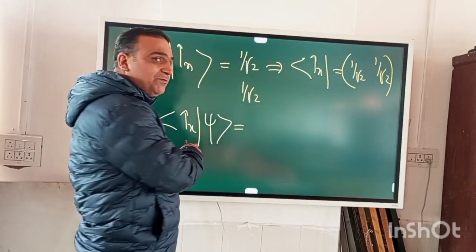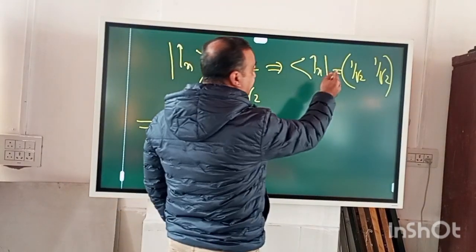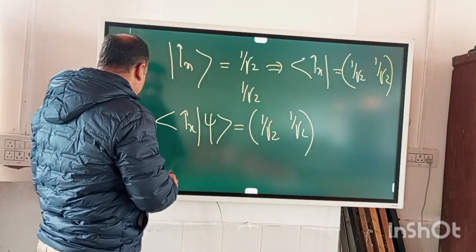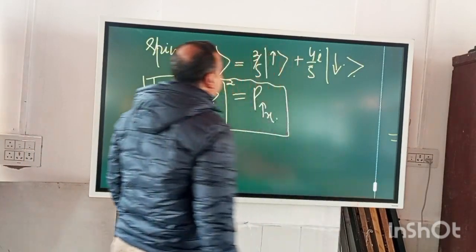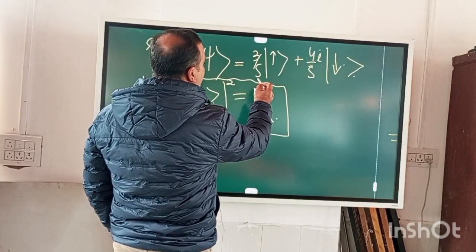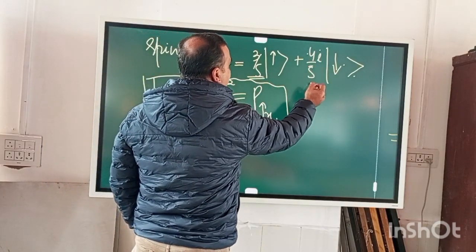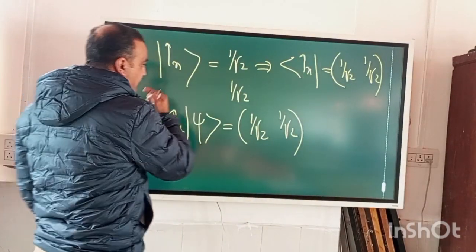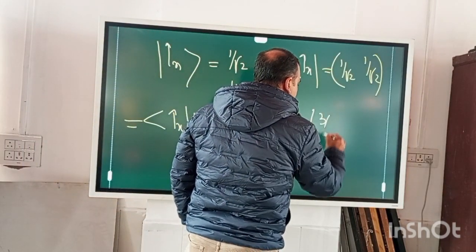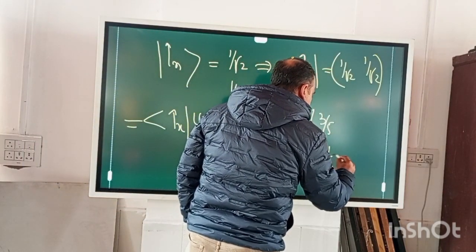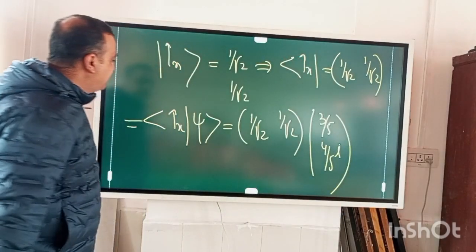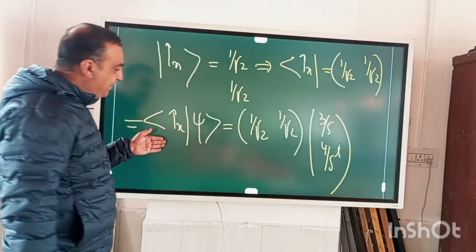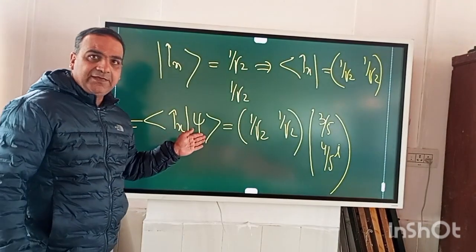For the bra of spin up along x, that is 1 by root 2, 1 by root 2, and the ket of psi, as given in the problem, that is 3 by 5 and 4 by 5 i. That will be a column matrix of 3 by 5 and 4 by 5 i. This way we can have the product between the bra of spin up and the ket of psi.